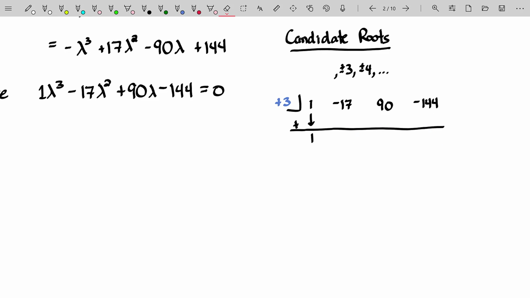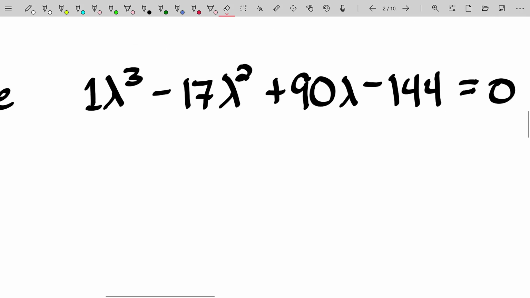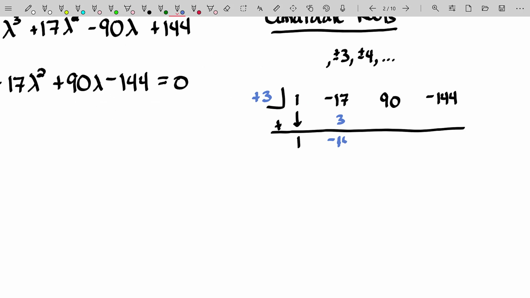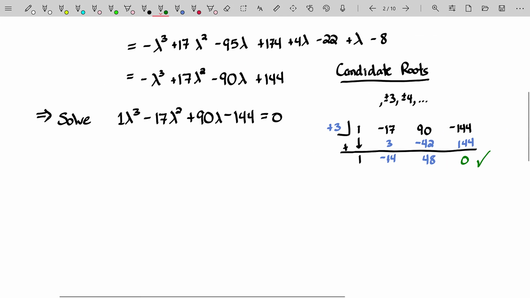And I should say before I start this, that the fact that this is a cubic means I really only need to do synthetic division until I get a single root. Once I get a single root, I will be able to factor this and I'll have a quadratic, and I can factor a quadratic pretty easily. So let's go ahead and try 3. All right, so 3 is definitely a solution to this equation.